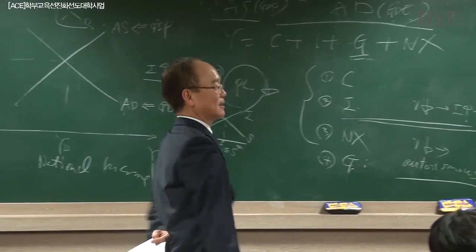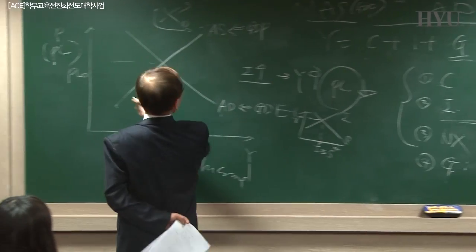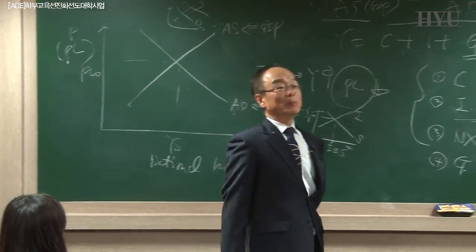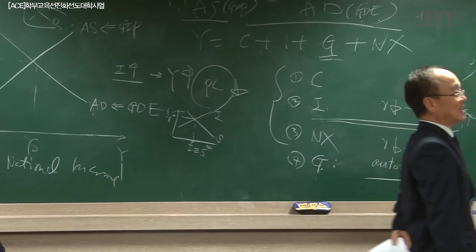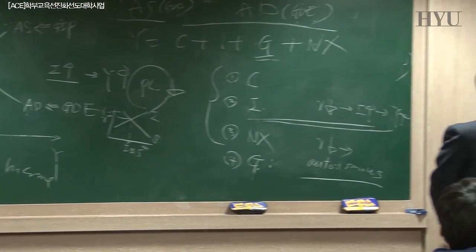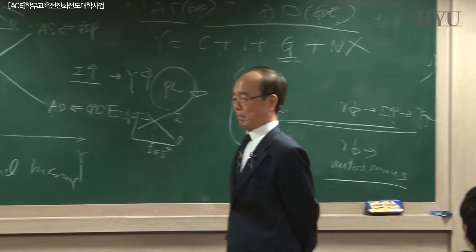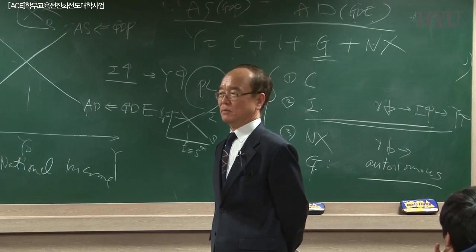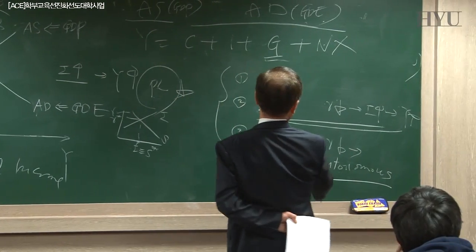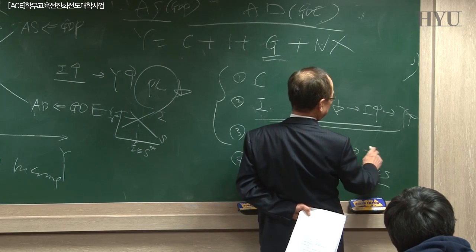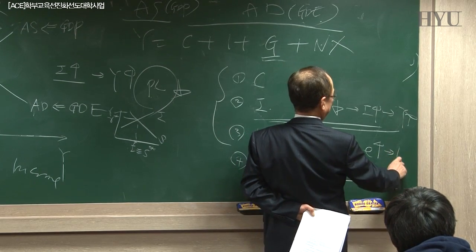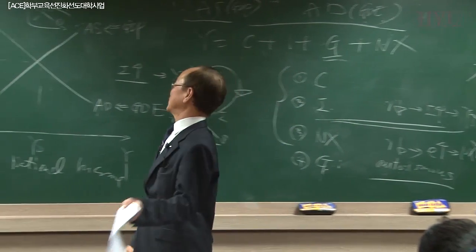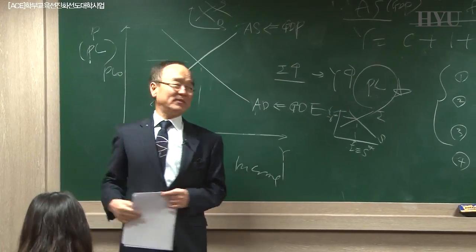Then which direction does this go? This goes in this direction. The US dollar appreciates. As the US dollar appreciates, does Korea's export to the US go up or down? Goes up, right? I think I explained this before. So E goes up, NX goes up, right? So you understood that.